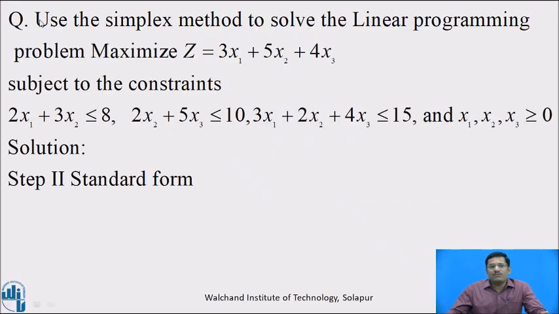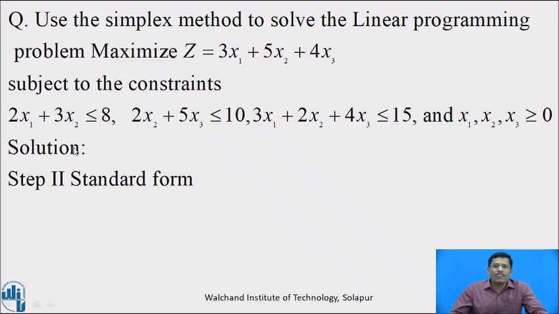Consider the first question. Use the simplex method to solve the linear programming problem: maximize z equal to 3x1 plus 5x2 plus 4x3, subject to the constraints. These are the three constraints provided, and the three variables x1, x2, x3 are non-negative.